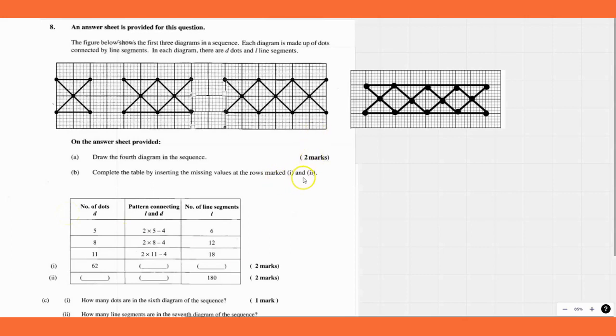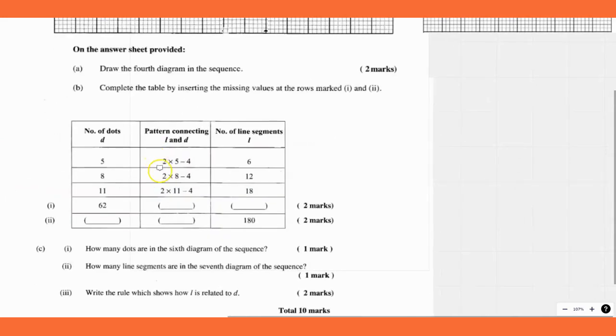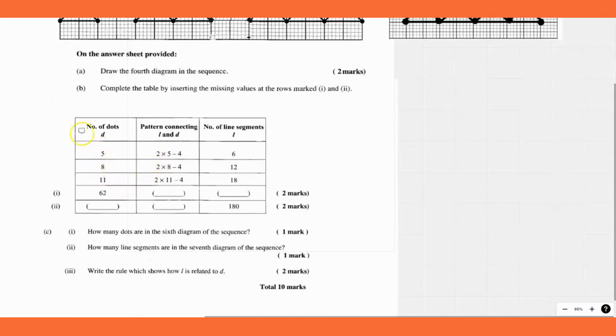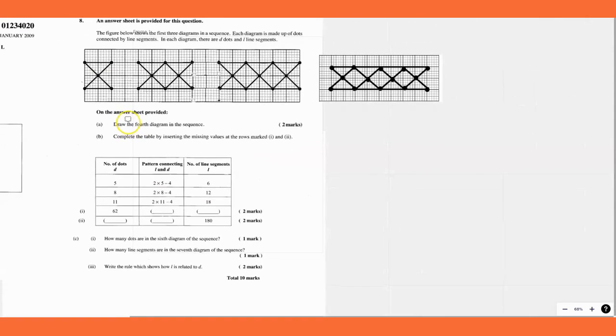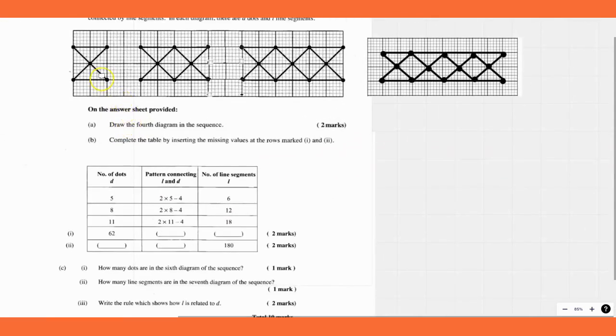Now we have a table here where you are required to complete the table in the rows marked 1 and 2. So let's have a closer look at the table. The first column there, we have the number of dots, D, and we have 5 dots in the first diagram. If we look at the first sequence there, we can see that there are 5 dots. And we have a rule in the second column here. We have rules connecting L and D. So the rule is that you're timesing by 2 and subtracting 4.